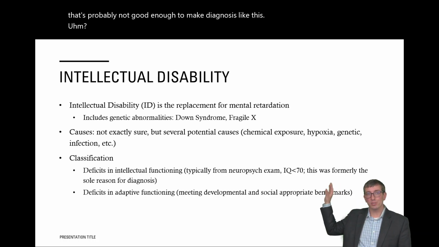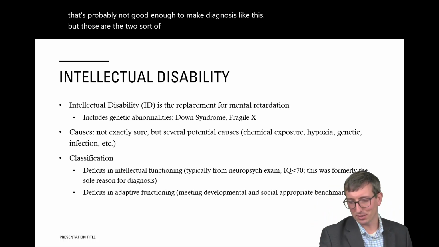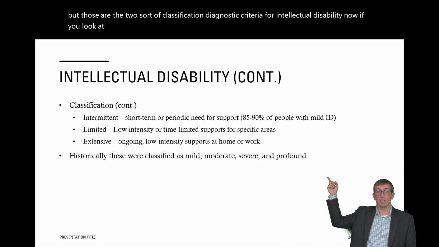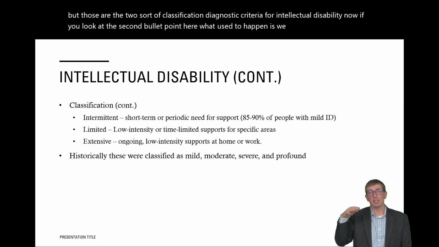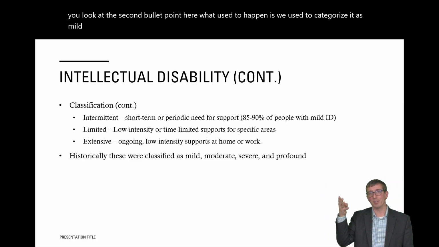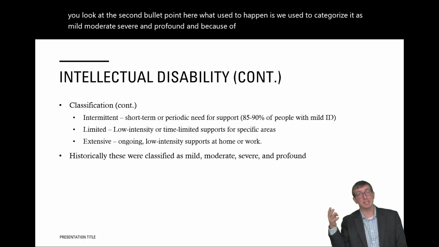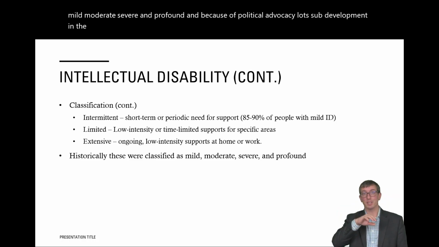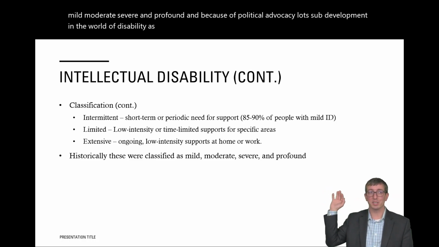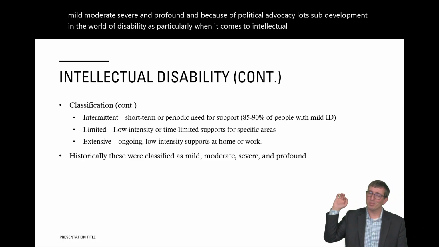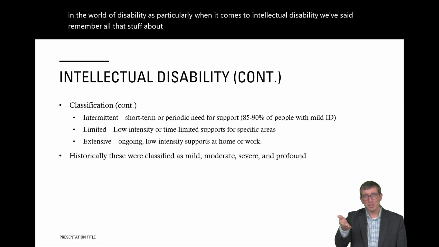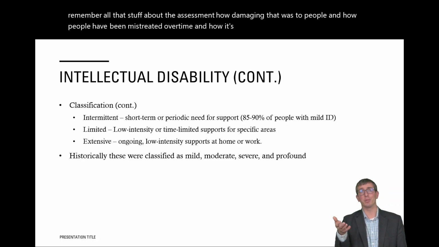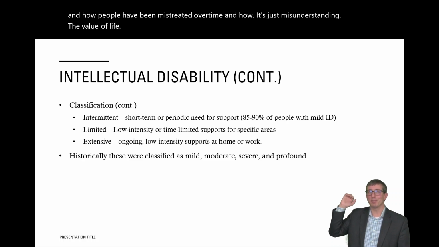But those are the two classification diagnostic criteria for intellectual disability. Now, if you look at the second bullet point here, what used to happen is we used to categorize it as mild, moderate, severe, and profound. And because of political advocacy and lots of development in the world of disability, particularly intellectual disability, we've said, remember all that stuff about the assessment, how damaging that was to people and how people have been mistreated over time and how it's just misunderstanding the value of life? Well, let's give it a different classification.